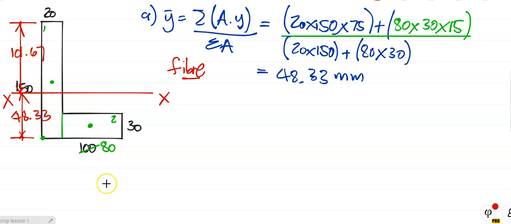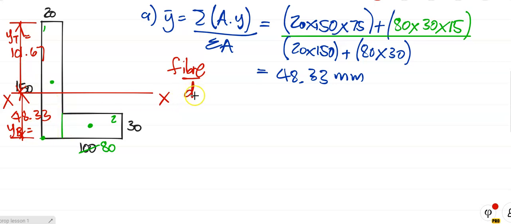101.67 millimeters. Okay, and people, there's names for that. That distance there, we call it y top, and that distance there, we call it y bottom. And what's y top, y bottom? Y top is the distance from the x-axis to the topmost fibers of the cross section, and y bottom is the distance from the x-axis to the bottommost fibers of the section.